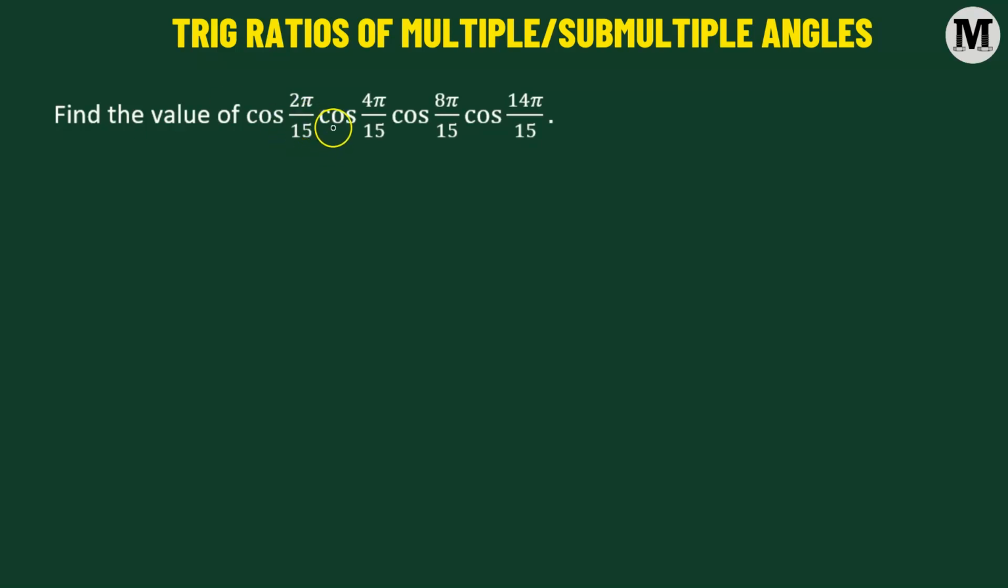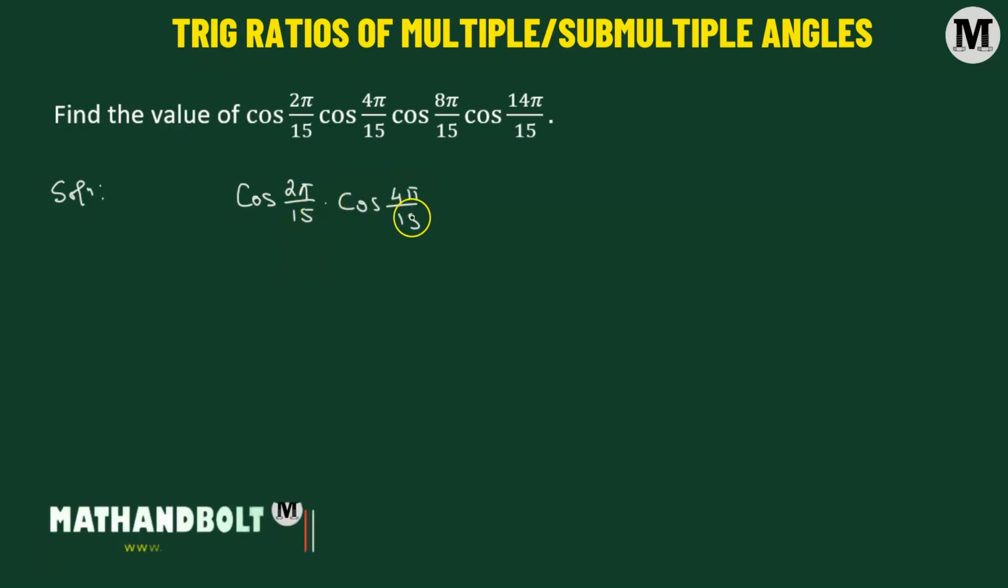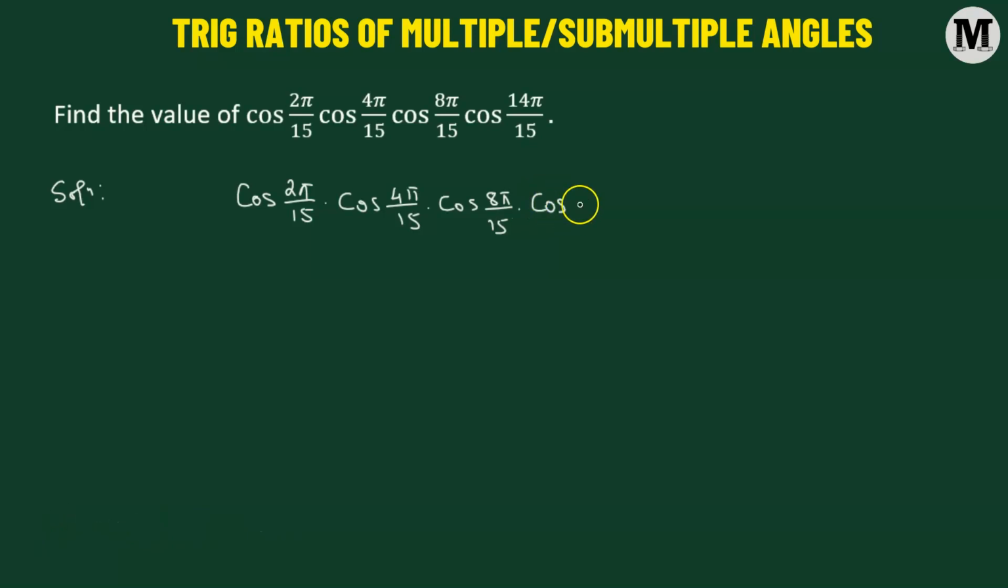We need to determine the value of the given trigonometric expression. Let us begin. So here we have cosine of 2 pi over 15 multiplied by cosine of 4 pi over 15 times cosine of 8 pi over 15 times cosine of 14 pi over 15.